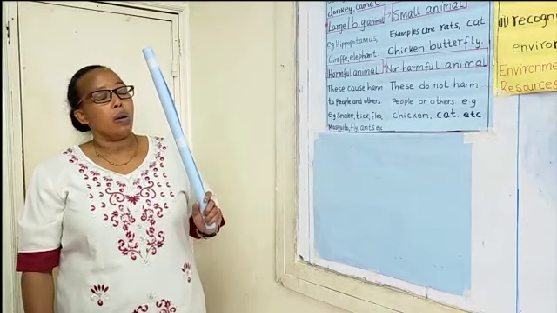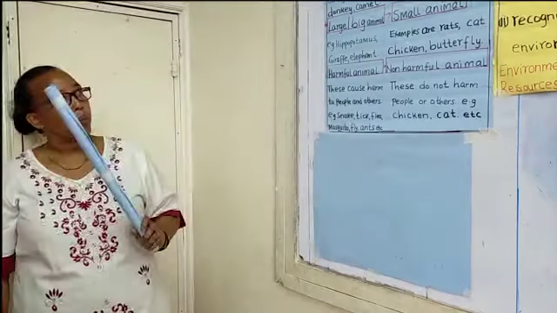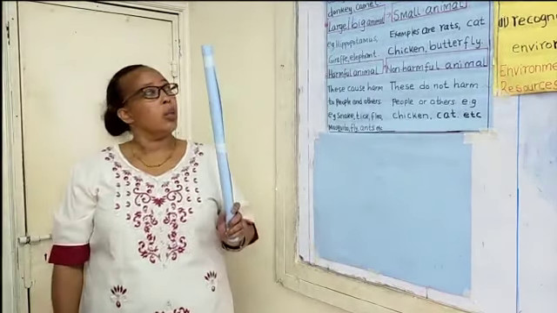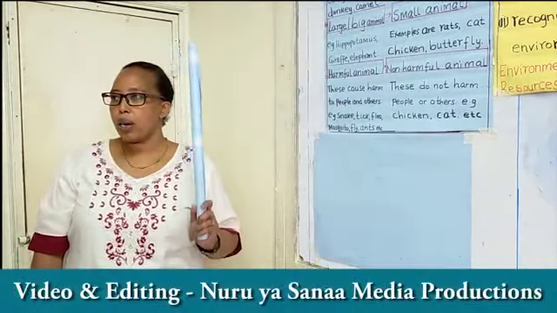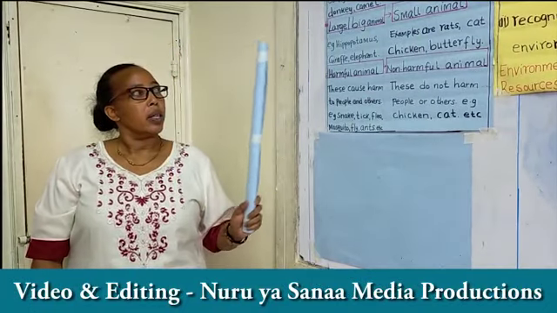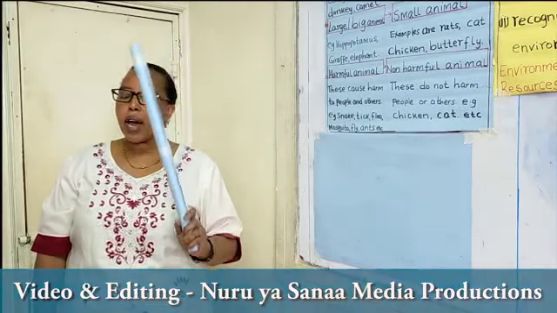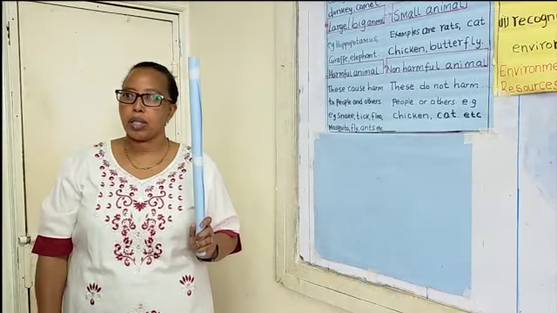So at the end of this, I will ask you some questions. The first question I will ask you is to name one domestic animal that you have in your home. Second question, I want you to draw for me 5 big animals.